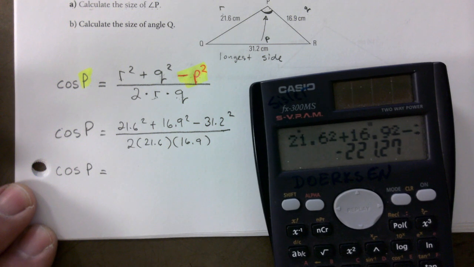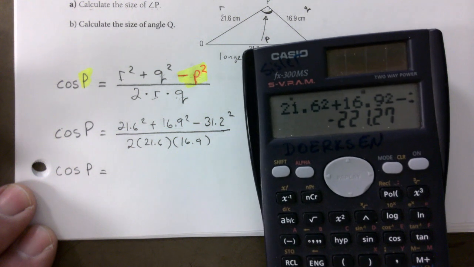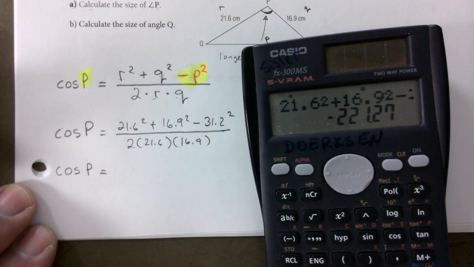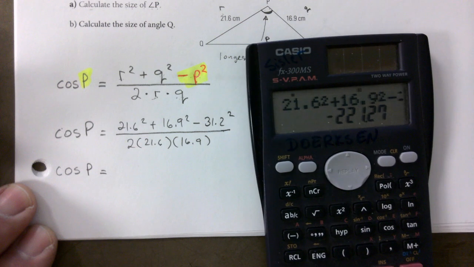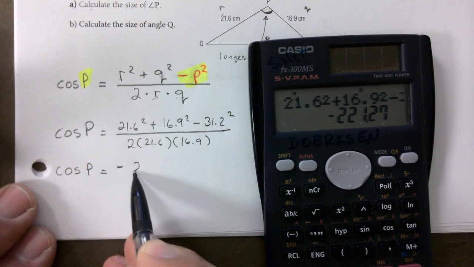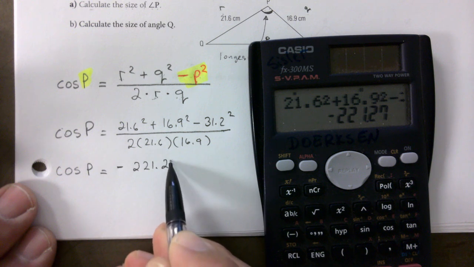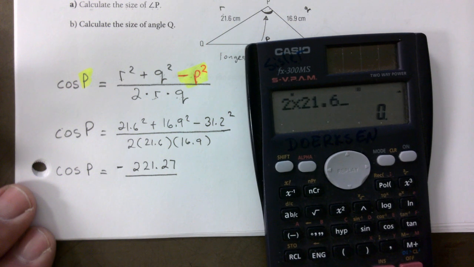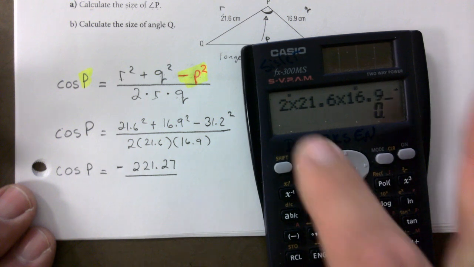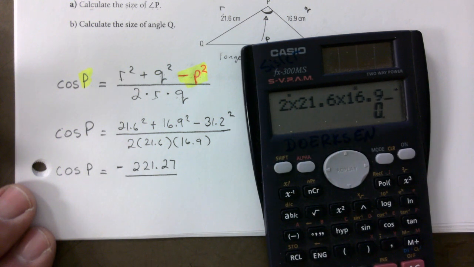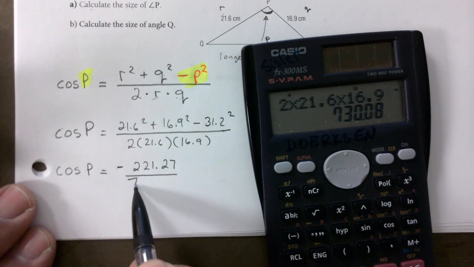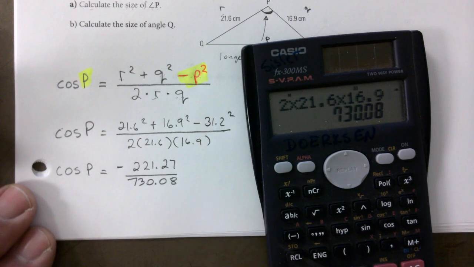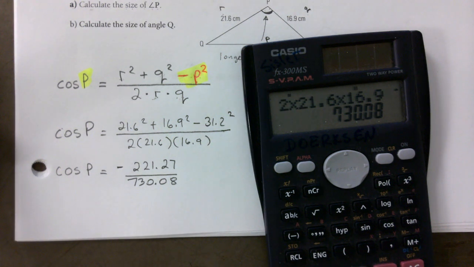Watch this carefully. Look up on the screen once. What do you get? What is particular about this answer? Negative. Very important. Don't drop it. Okay. So if it's negative, there's nothing wrong with it. I will actually make a note of that. So the top gets you a negative 221.27. The denominator, I just go 2 times 21.6 times 16.9. That's 730.08. Please include all decimals. You will have 4 sometimes. Okay, use them all.